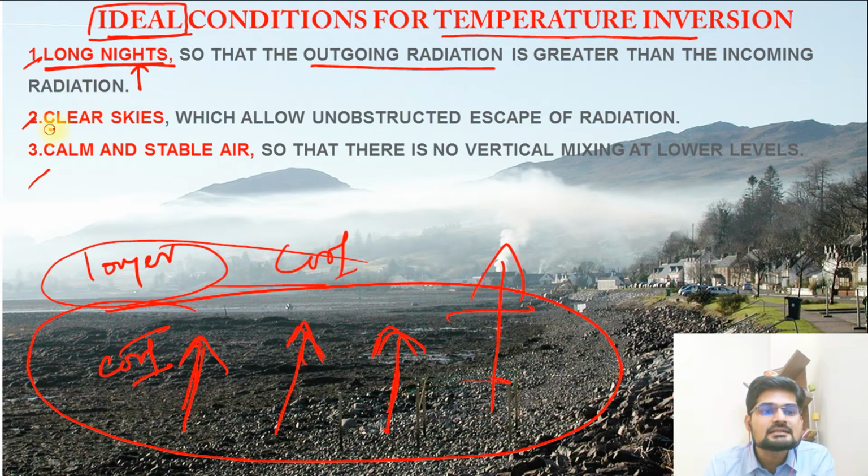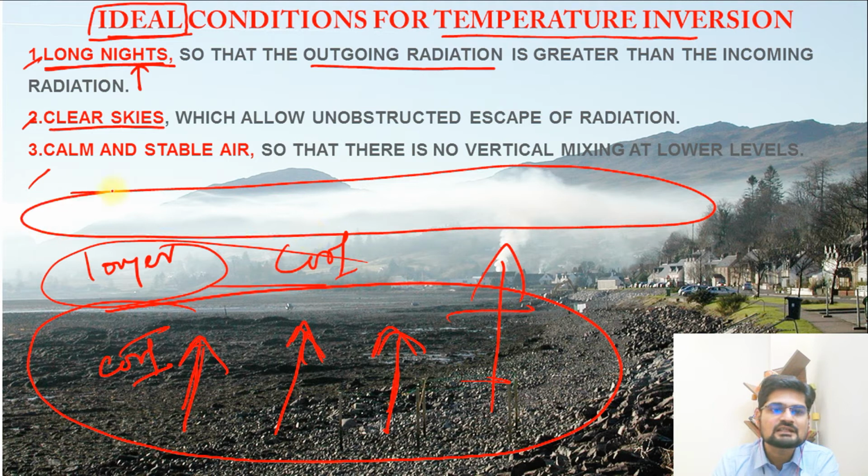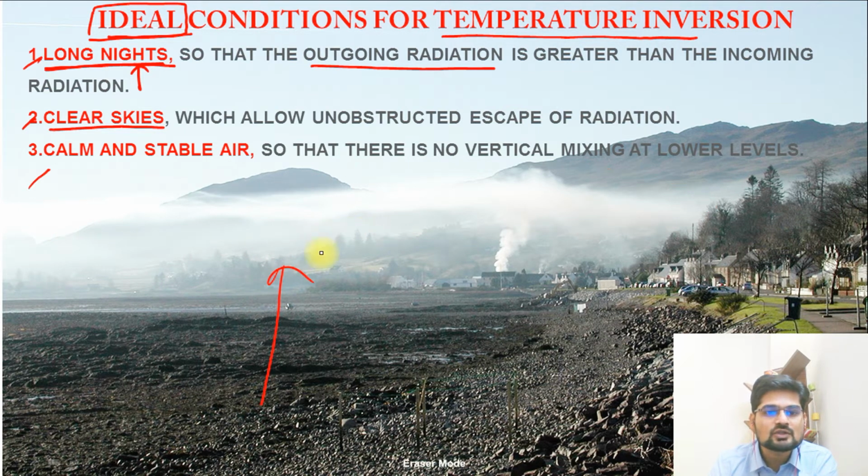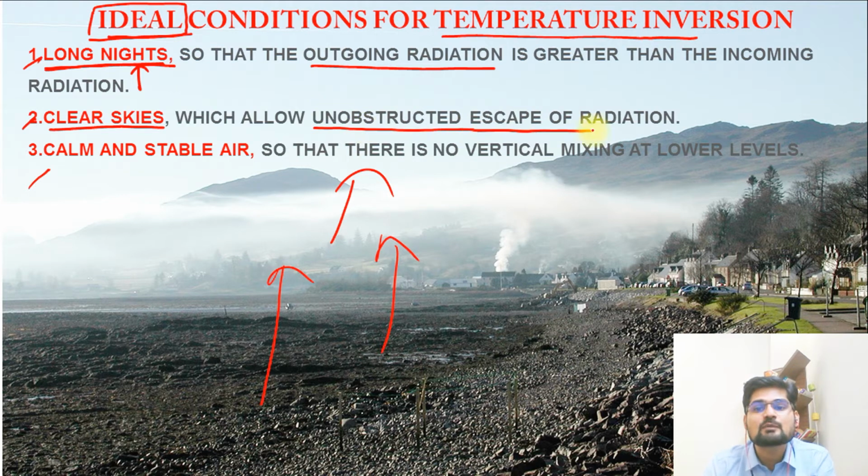Then clear skies. Remember, if the sky is not clear and it is covered with clouds, then they will act as a shield. If they act as a shield, the heat will not be able to escape, so the temperature will be hotter in this particular zone. If the sky is clear, this is not there, so the entire heat through long wave radiation will escape freely. It will be an unobstructed escape of radiation. That's why a clear sky is important.